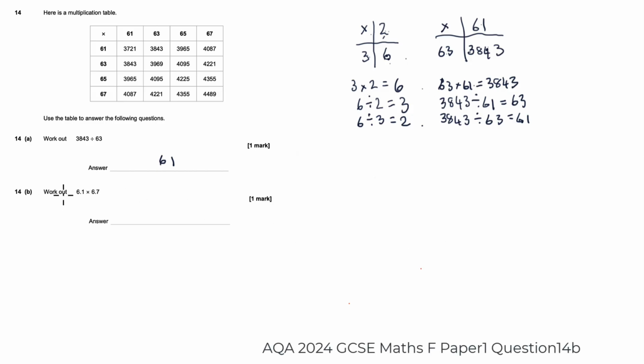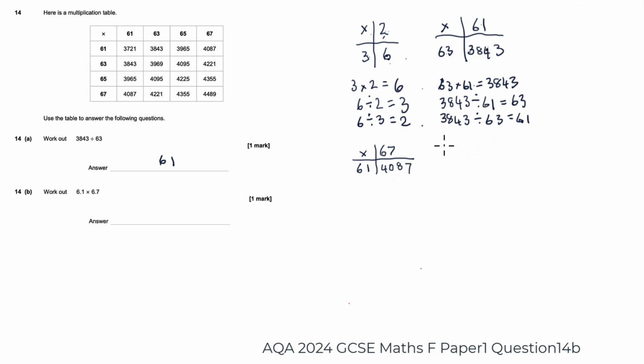So next, part B. And in this part, we're asked to work out 6.1 times 6.7. Now, how is it connected to this table? We have a 61, we have a 67, but we don't have a 6.1 or a 6.7, but that must be the part of the table that we're going to use. 61 times 67, and from the table we know that equals 4,087.